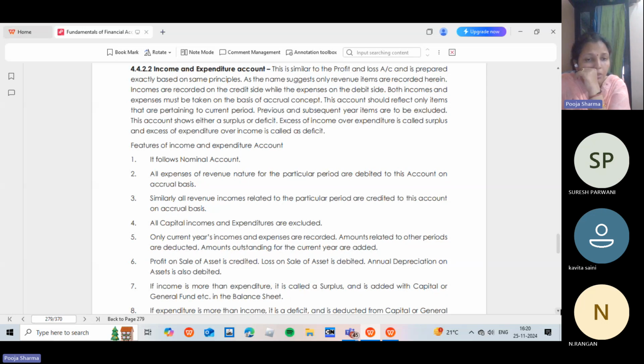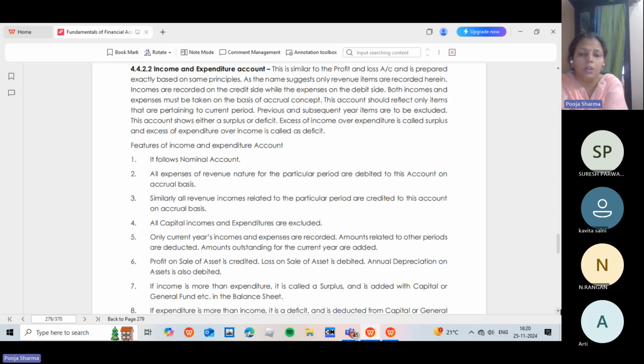If income is more than expenditure, it is obviously a profit, but in the language of a non-trading concern, you say it is a surplus. So what is its treatment? We got the surplus from the income and expenditure account. It is added to the capital or the general fund. I have told you the fund may be specific or general, so it should be added. Or if it is a deficiency, it should be deducted. Next.